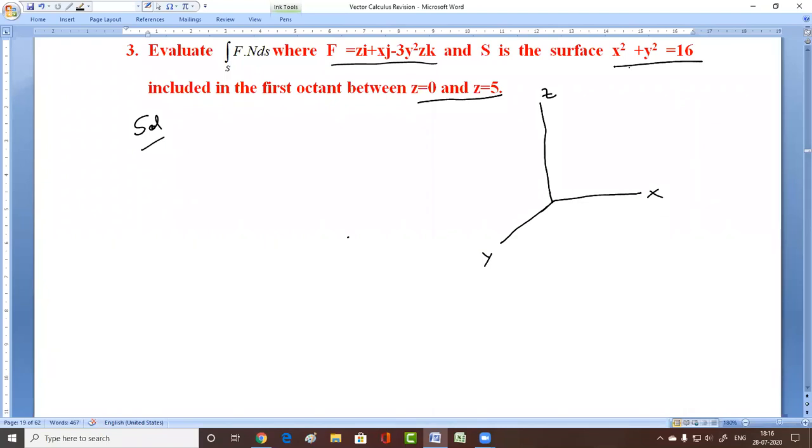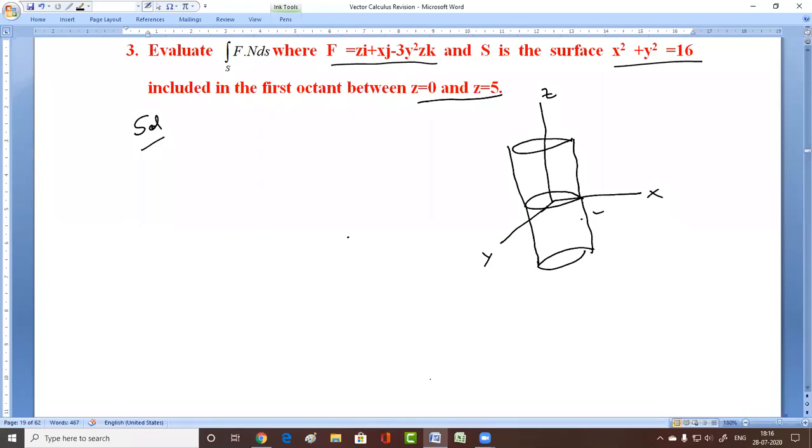x square plus y square equals 16 is a circle in the xy plane. But the z variable is not given. Then what is the meaning? Extend the z variable. If we extend the z variable in the upward direction and the lower direction, then what happens? It represents a cylinder.